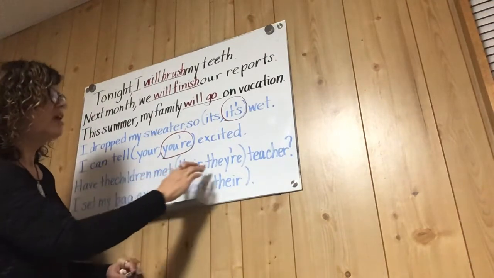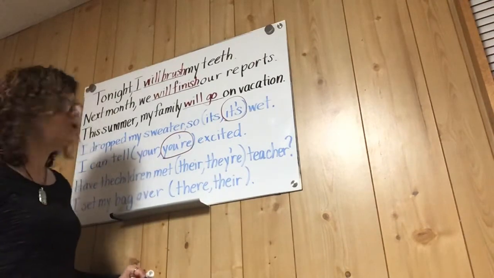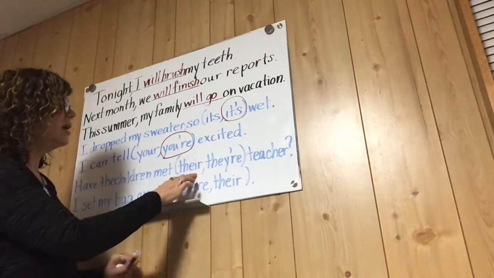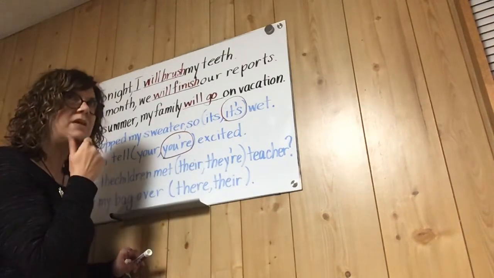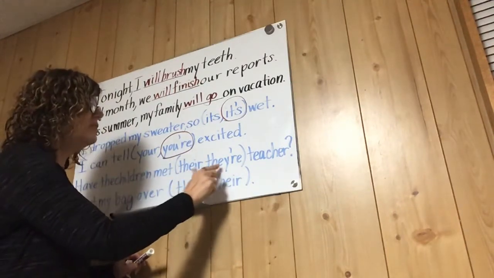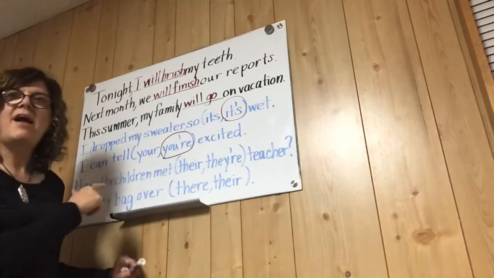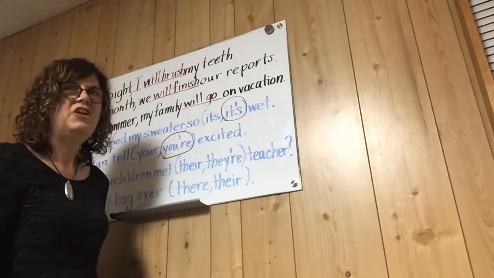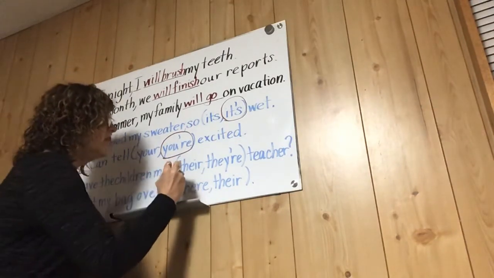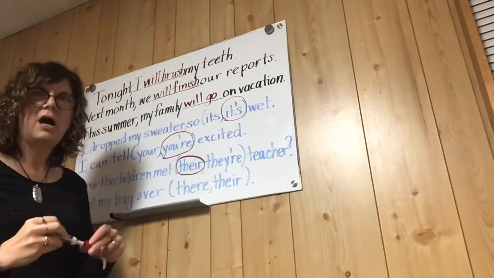What about this one? Have the children met their teacher? All right, THEIR shows ownership. The teacher that belongs to the children? That makes sense, but let's just check. This is a contraction for they are. Would it make sense to say, have the children met they are teacher? No, it wouldn't. So we know good and well that it's got to be the ownership version, THEIR.